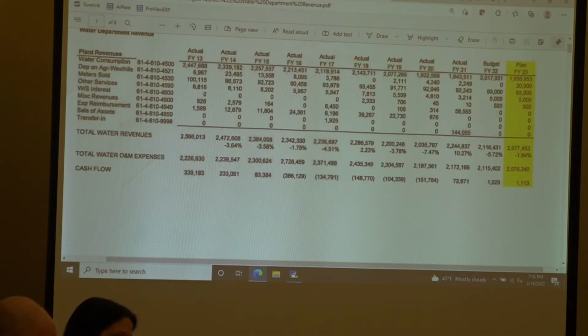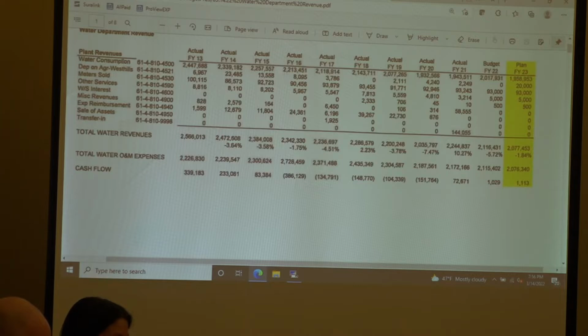The $93,000 for the meters sold is, again, revenue we get back to offset the expense on the meters, as well as our meter maintenance fees that we charge on an annual basis. That's where that revenue shows. So anyway, the total water revenues is $2,077,453 proposed, which is a 1.84% reduction from last year.